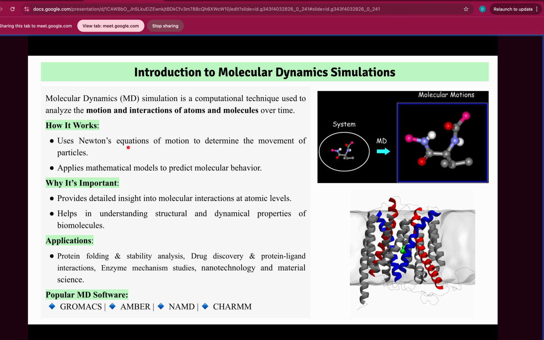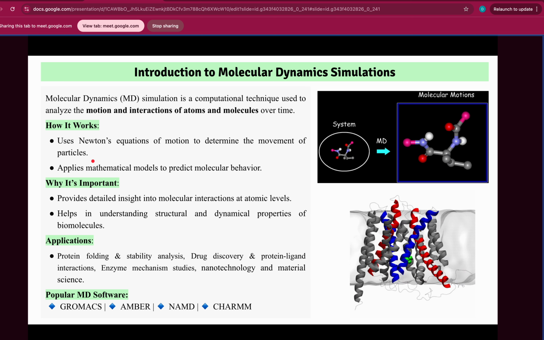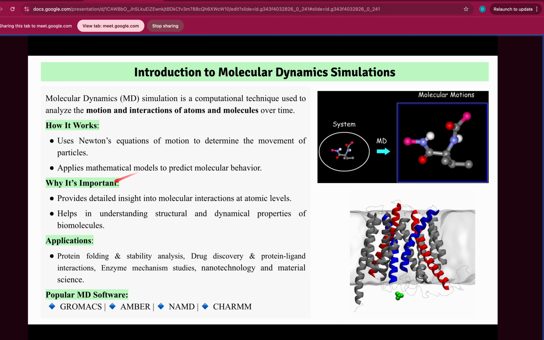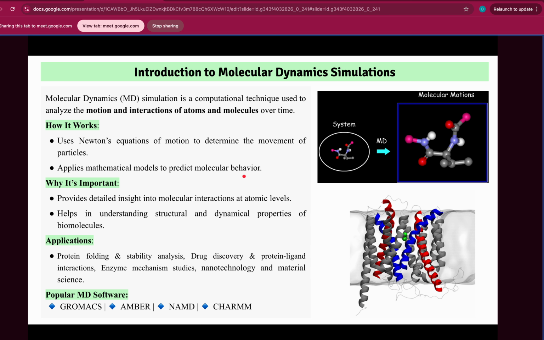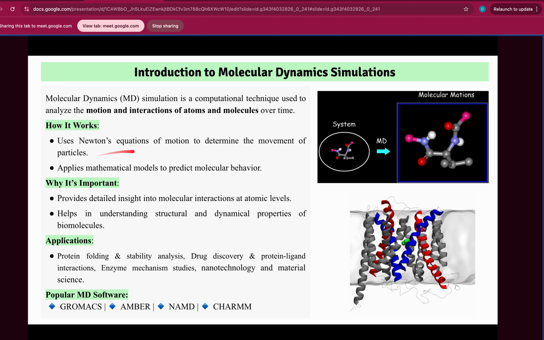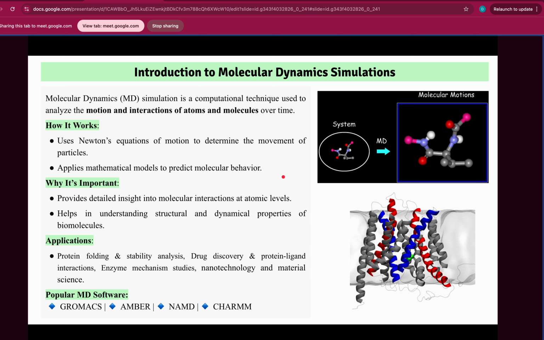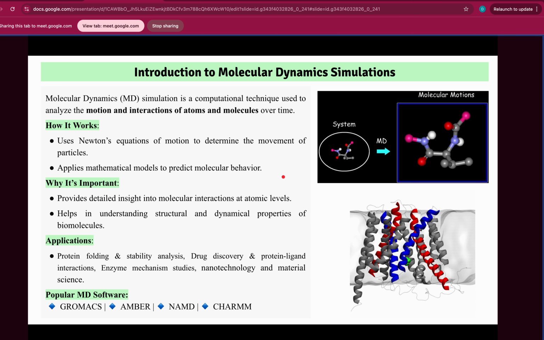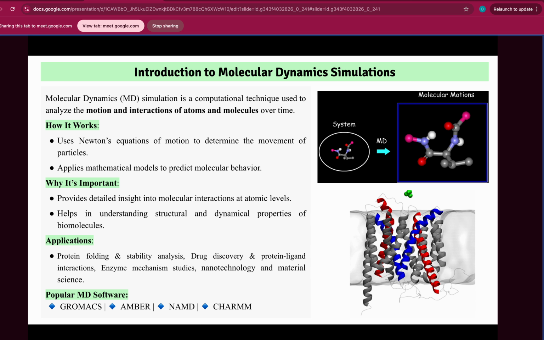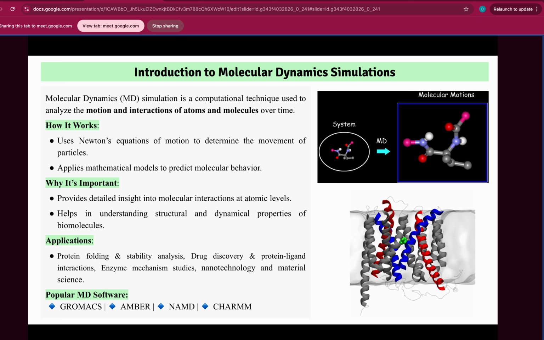So how does it work? It uses Newton's equations of motion to determine the movement of particles, and it also applies certain mathematical models to predict molecular behavior. According to Newton's equations, a particle in motion has some forces acting on it. Each particle is moving with a certain velocity and has some mass. All those equations come into the picture when we study the dynamics of a protein.